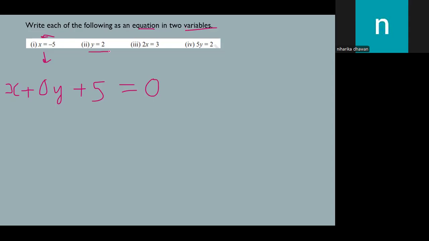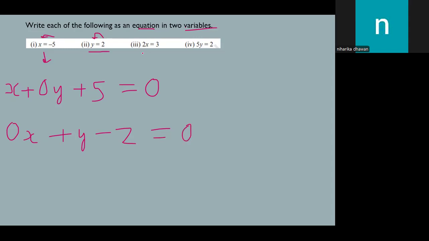Now the next equation is y equal to 2. We have to convert this equation into two variables. Now we don't have an x term here. So for the x term, we will write 0x. Then we have y. We will shift this 2 to the left side. So we will get y minus 2 equal to 0.